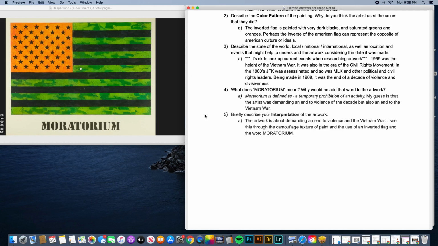Briefly describe your interpretation of the artwork. This is my opinion. That's what your interpretation means. The artwork is about demanding an end to violence and the Vietnam War. I see this through the camouflage texture of paint and the use of an inverted flag and the word moratorium.